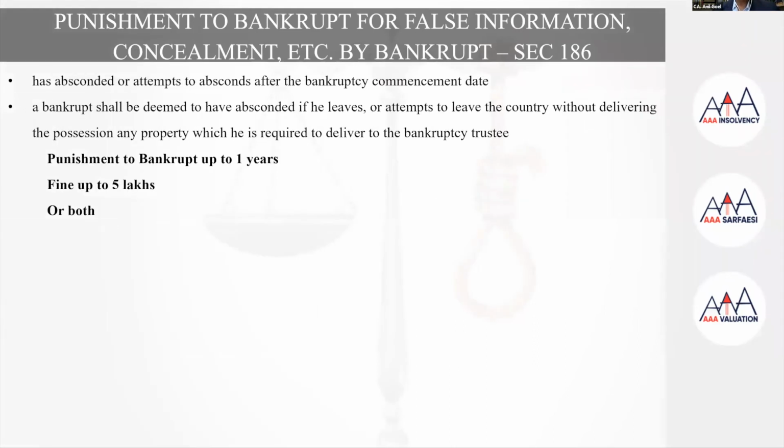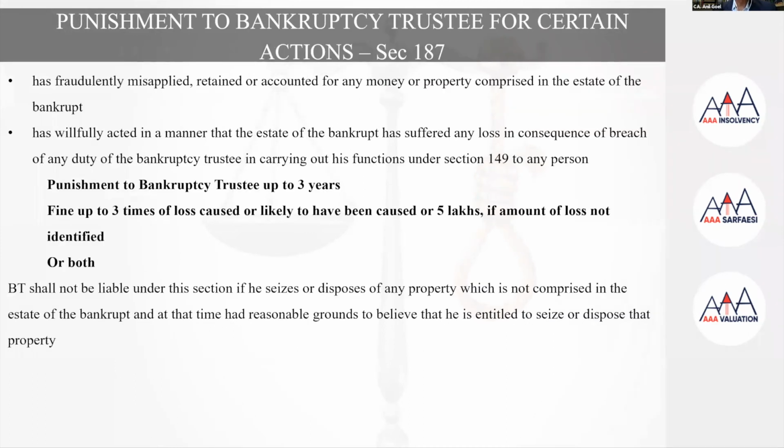If he has absconded or attempted to abscond from the bankruptcy commencement date, the bankrupt shall be deemed to have absconded if he leaves or attempts to leave the country without delivering the possession. Then this is 1 year imprisonment. If he has fraudulently misapplied, retained, or not accounted for any money or property comprised in the estate of the bankrupt, or has willfully acted in a manner that the estate of the bankrupt suffered any loss in consequence of the breach.